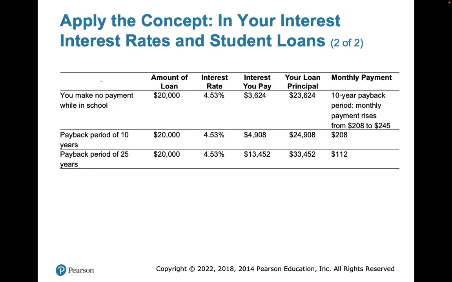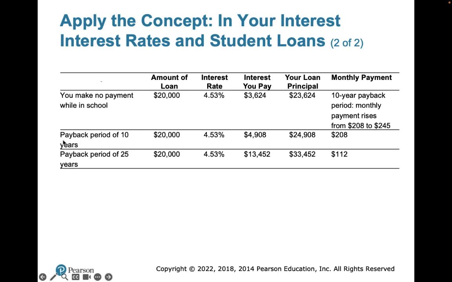Now let's look at the interest rate and student loan. You make no payment while in school, so for this whole period you make no payment. The amount of loan is $20,000. The interest rate is 4.53%. The interest you pay is $3,000, and your loan principal is $23,624. With a 10-year payback period, the monthly payment rises from $208 to $245.